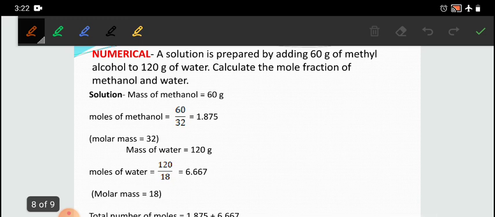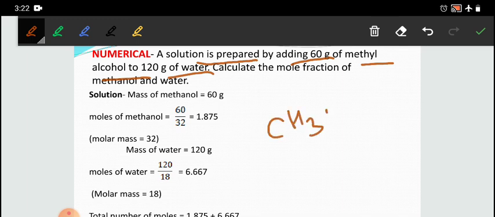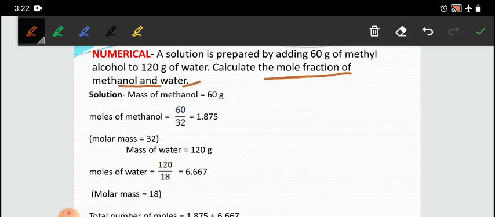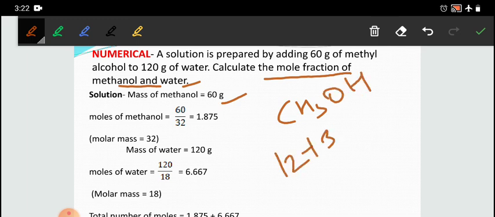In this numerical, they said a solution is prepared by adding 60 gram of methyl alcohol to 120 gram of water. That means they have added 60 gram of methyl alcohol, that is CH3OH, to water, and we have to calculate the mole fraction of methanol and water. First of all, given mass of methanol is 60 gram. Molar mass I can calculate with the help of the formula: 12 plus hydrogen is 3 into 1, plus 16 oxygen plus hydrogen is 1, so it will be 32.